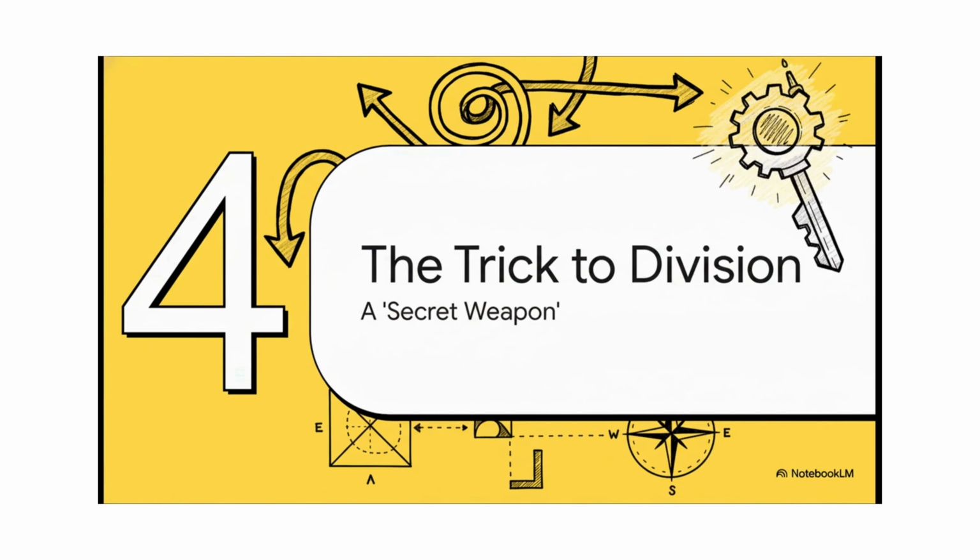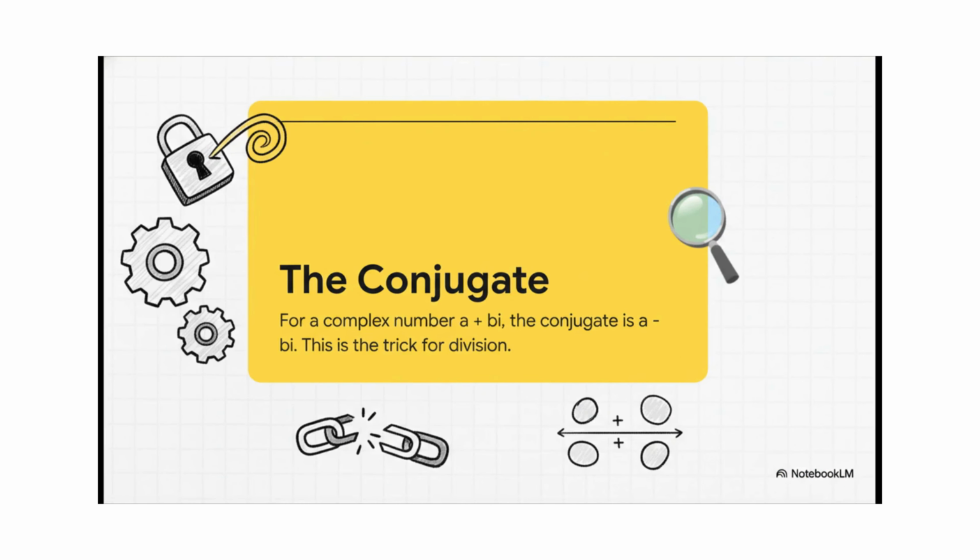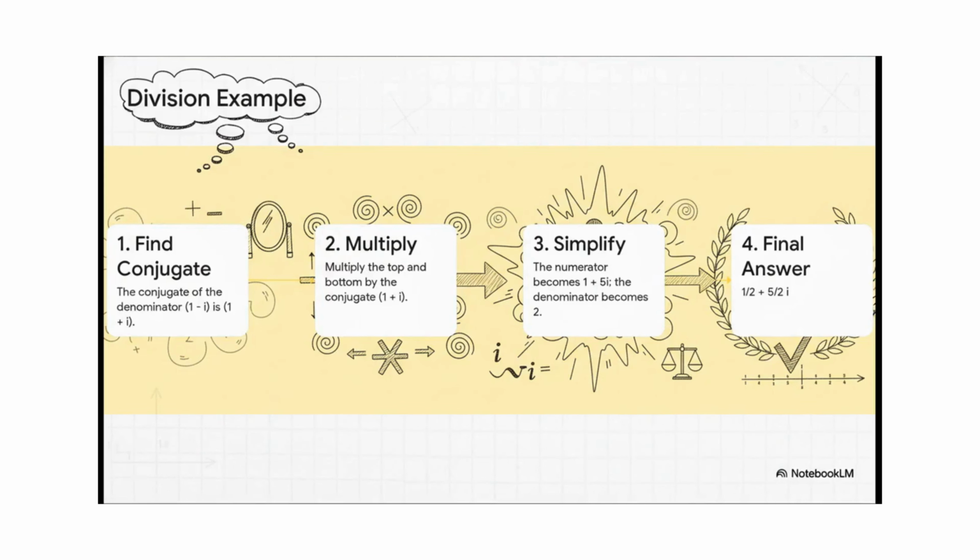Okay, now for the one that usually trips people up, division. But don't even worry, because we've got a secret weapon that makes it surprisingly simple. And that secret weapon? It's called the conjugate. All it is, you take the complex number and you just flip the sign in the middle. So the conjugate of a plus bi is a minus bi. This is the little magic trick that makes division work. So how does this magic trick work?